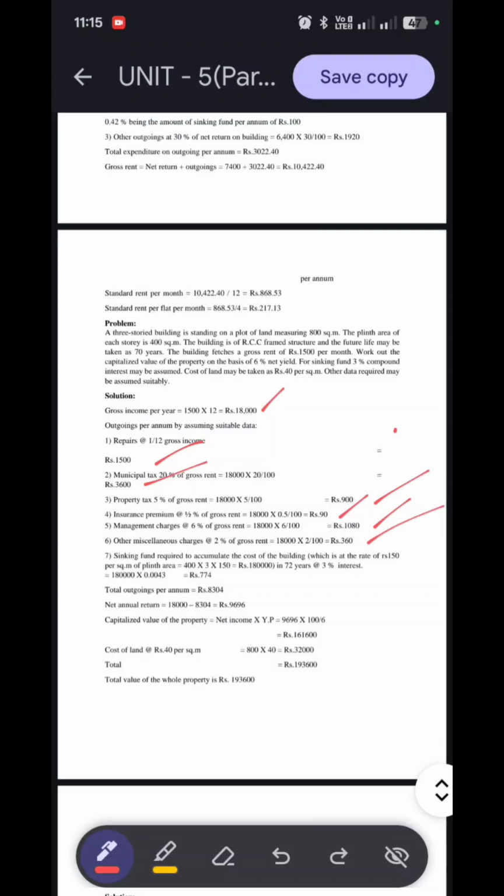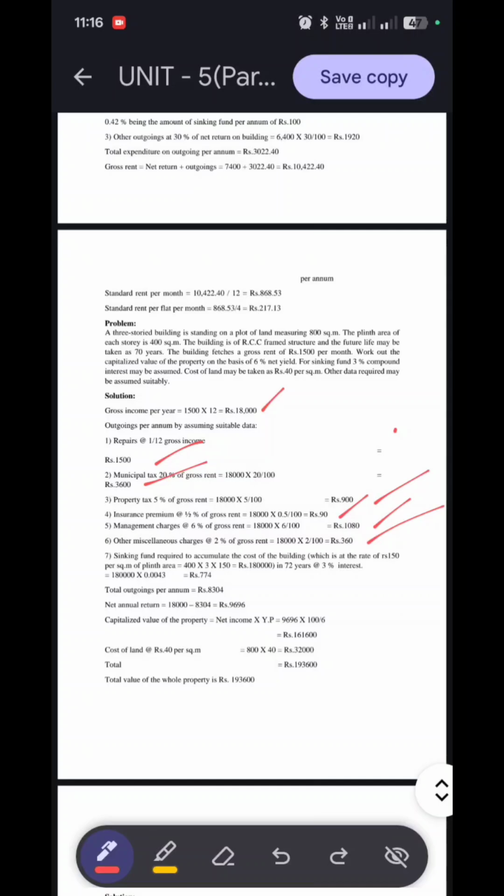Next, the last item of the outgoings, the sinking fund required to accumulate the cost of the building. In the question it is not given, so I am assuming 150 rupees per square meter. Plinth area 400 into 3 storeys, 3 into 150 rupees per square meter. Now the value is 1,80,000. Okay, interest over 70 years at 3%.